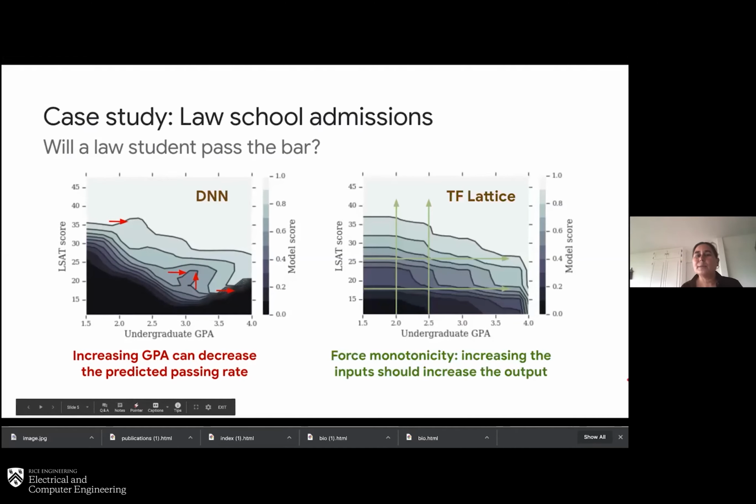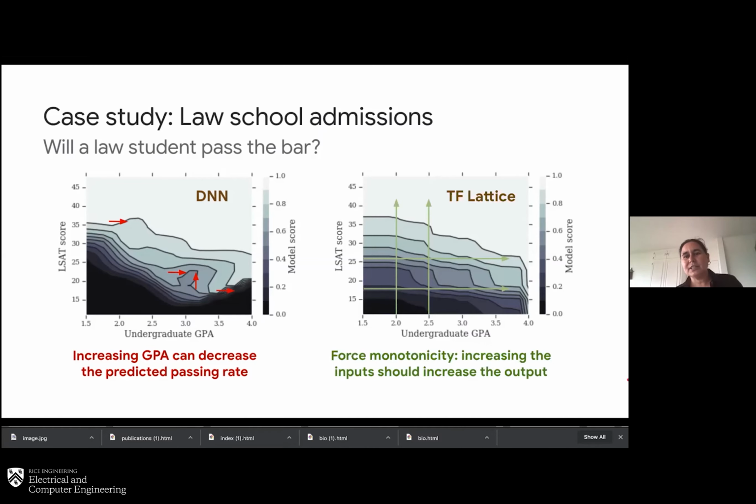Okay, so what I'm going to talk about today is shape constraints and an open source toolbox that we developed at Google called TensorFlow Lattice that allows you to force these kind of monotonic relationships. So it allows you to say upfront that the GPA should only have a positive effect on your prediction of whether you're going to pass the bar. And your LSAT score should only have a positive effect on the prediction of whether you pass the bar. And so you can see these green lines mean that, for any GPA, as your LSAT goes up, you only go from a darker to lighter color because your prediction only gets better.